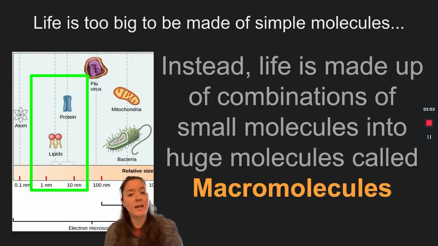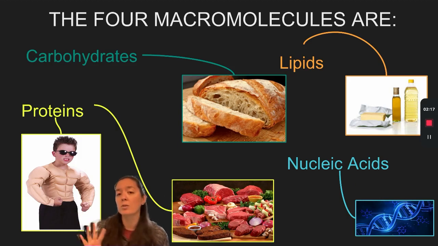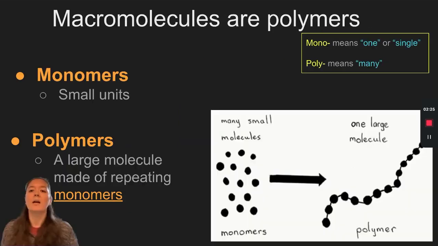So instead, life is made up of combinations of small molecules into really big, huge molecules called macromolecules. Macro means big, so big molecules. There are 4 macromolecules we're going to learn about: carbohydrates, lipids, proteins, and nucleic acids. Now, macromolecules are what we call polymers.